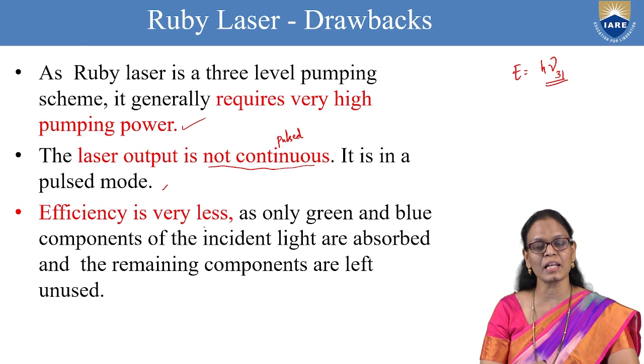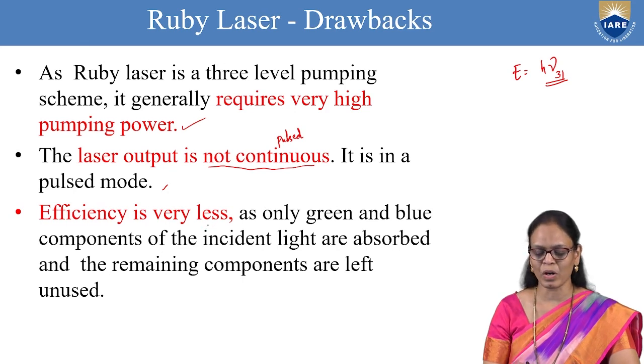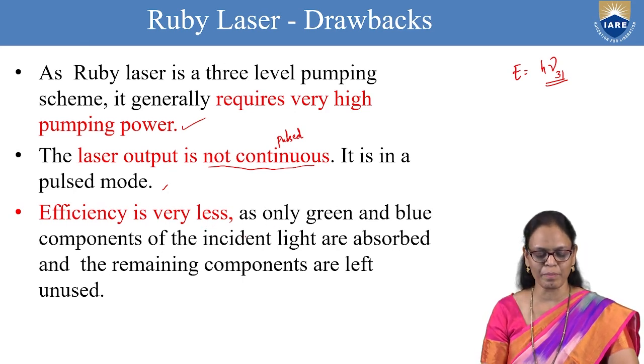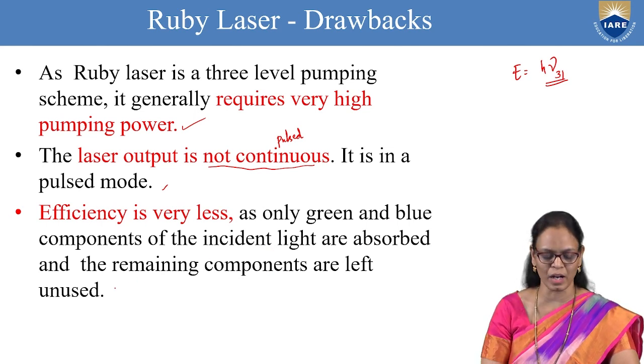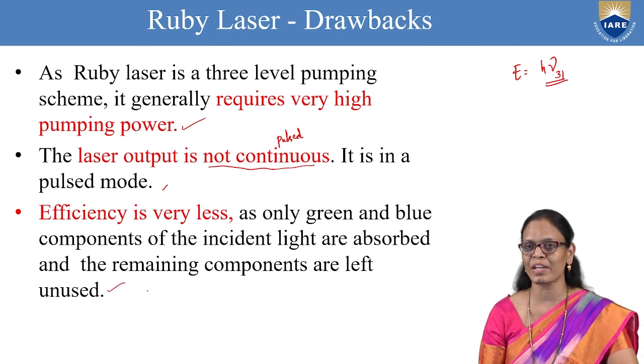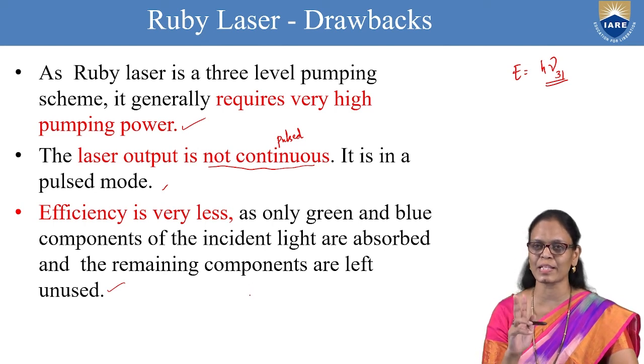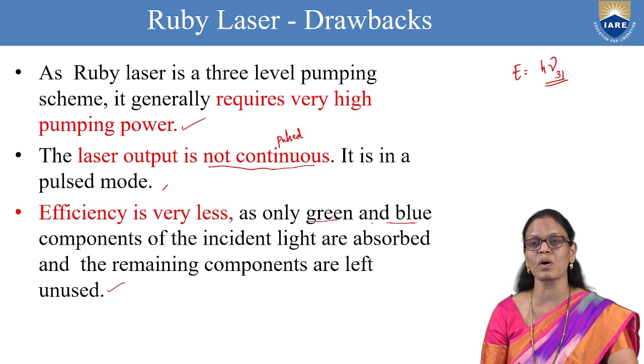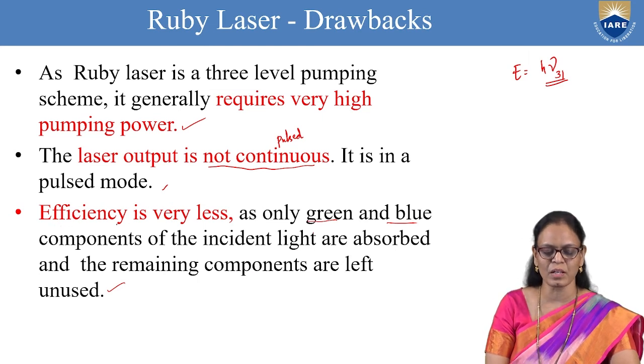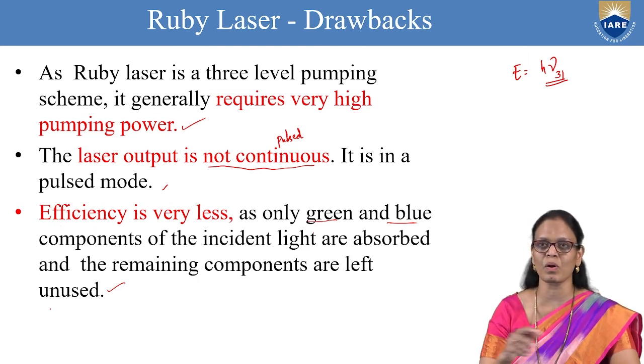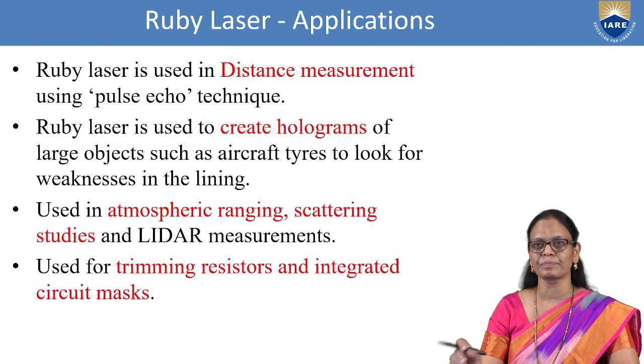Then efficiency is very less, because only the green and blue components of the incident light are being absorbed and the remaining are left unused. When we saw the energy level diagram, we saw that the wavelengths of green and blue are being absorbed. When only these two are absorbed, the remaining are left out, so the efficiency is very less. That is also one drawback of the ruby laser.